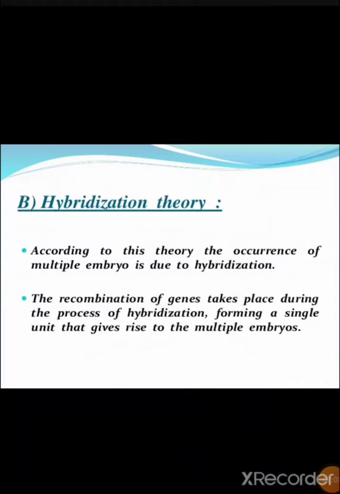The next theory is the hybridization theory. According to the hybridization theory, the occurrence of multiple embryos is due to the process of hybridization. The recombination of genes takes place during hybridization, forming a single unit that gives rise to multiple embryos.